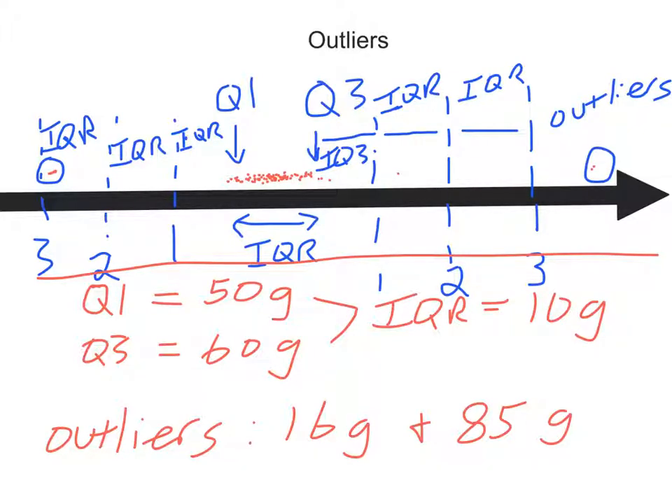Okay, if you've done it in your head, you should have found that 16 grams is an outlier because the minimum value that we would trust is 20 grams, and 85 is not an outlier because the maximum value that we would trust in our data set is 90 grams.